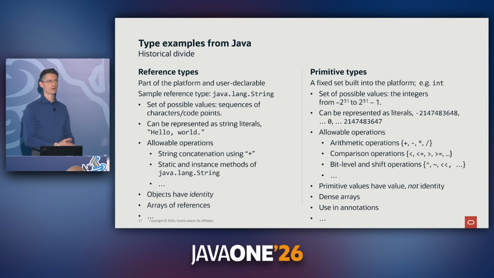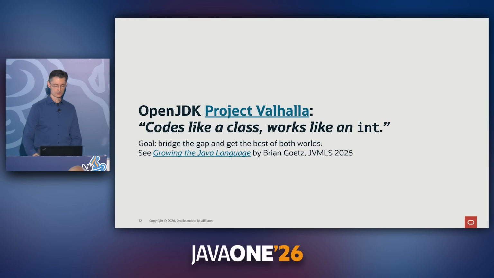So clearly, there are advantages to types on both sides of this divide. We would like to have things like user-declarable types for numeric types. However, these primitive types have a lot of performance and usability benefits in terms of operators. So why not have both? This is one of the goals of Project Valhalla. One of the taglines is "codes like a class, works like an int," to bridge the divide between reference types and primitive types and give us the best of both worlds.